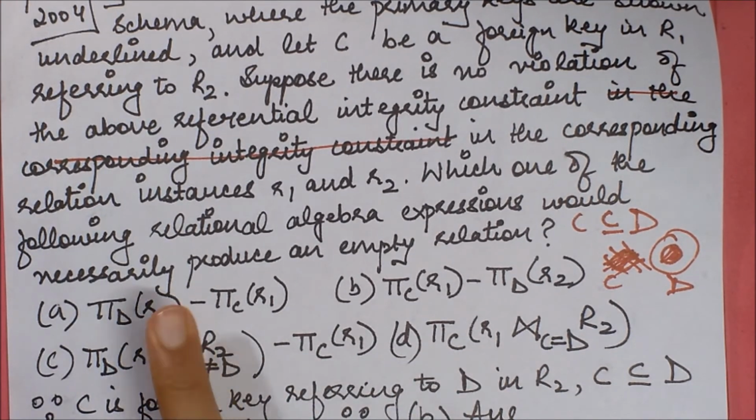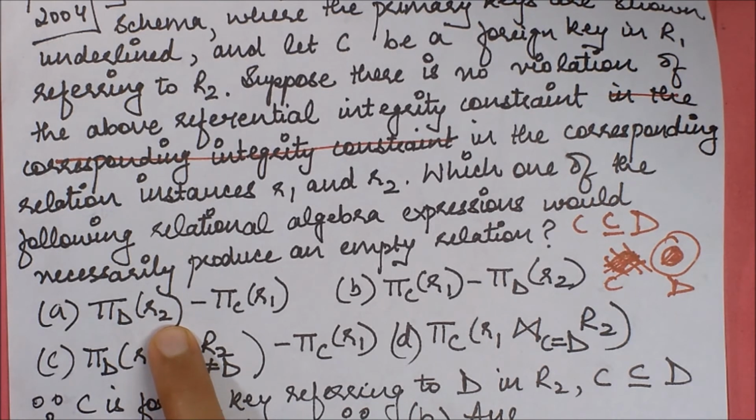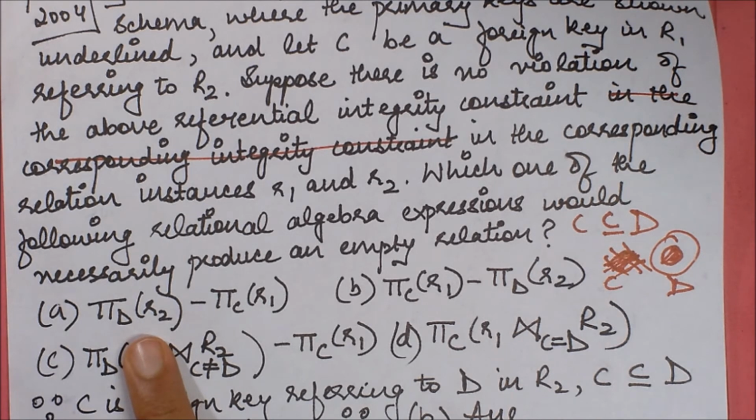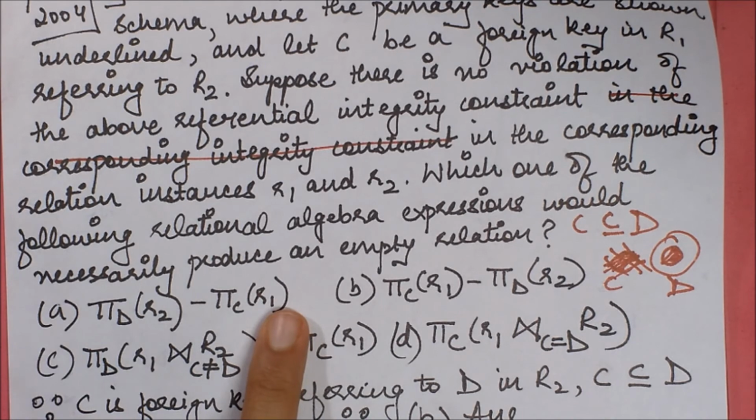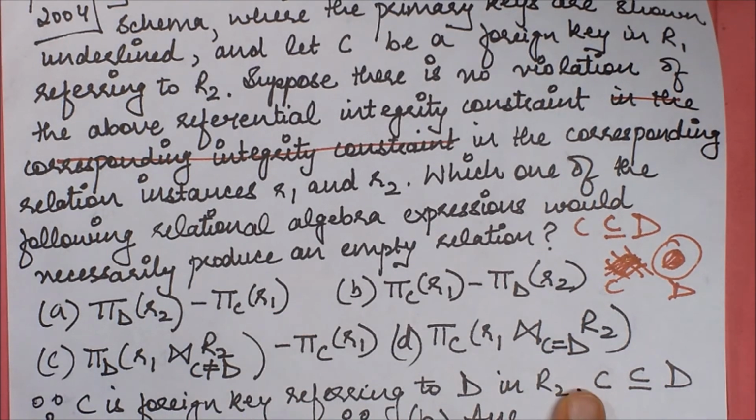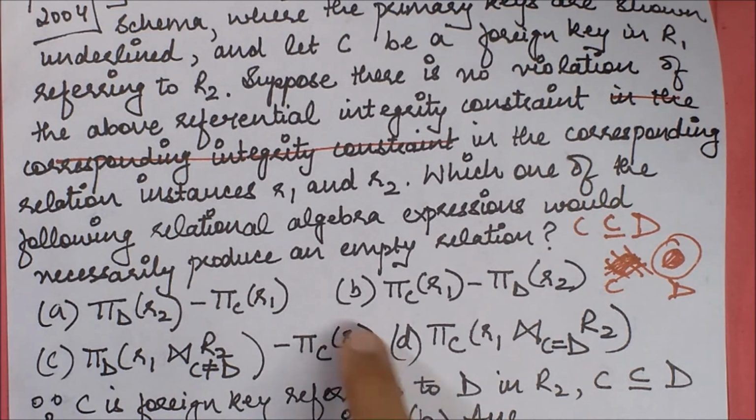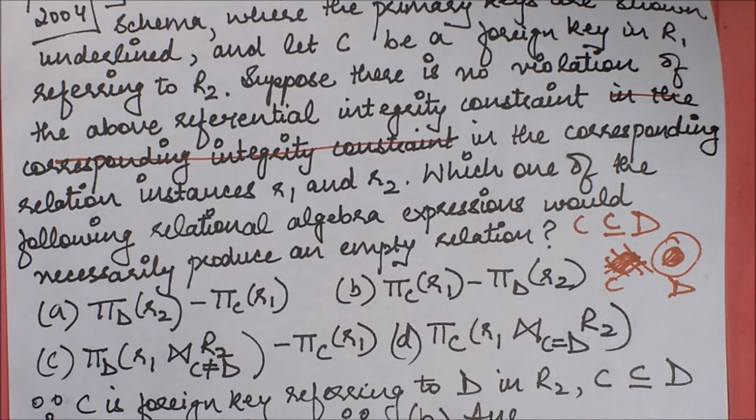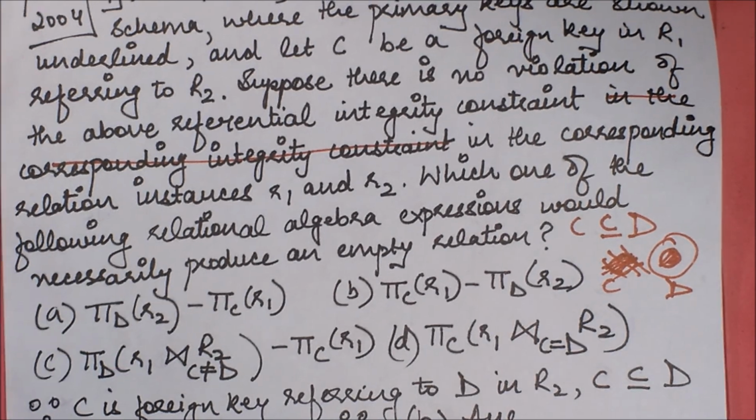If you think about A as the answer, it will be false because D may contain some extra values. Since it is a primary key, it may contain some extra values which are not present in C. Similarly, you can look at the other options, but it is very clear that the answer is B here. So that's all for this session.